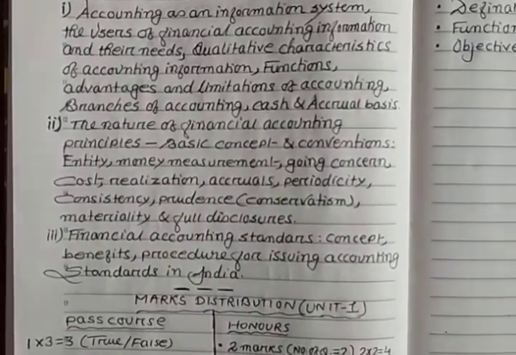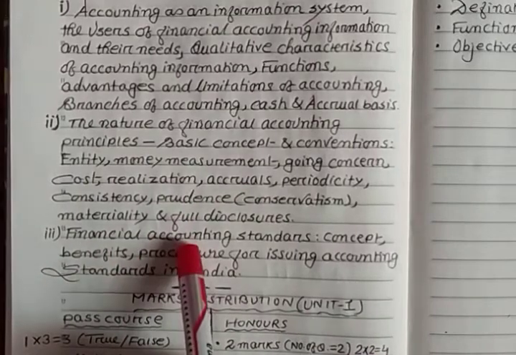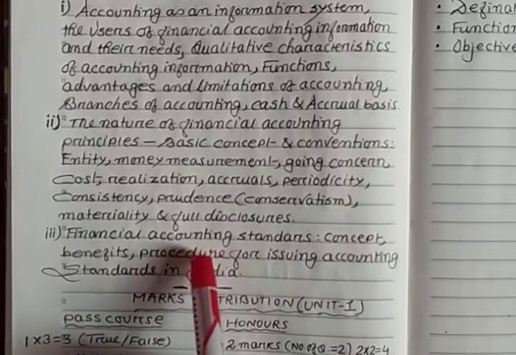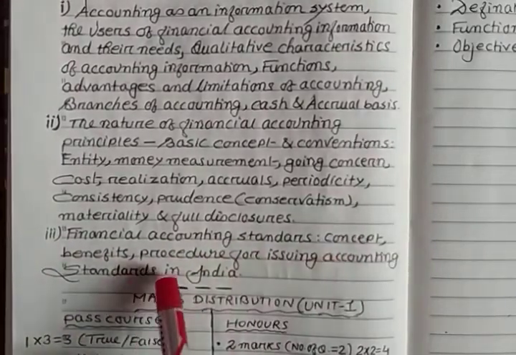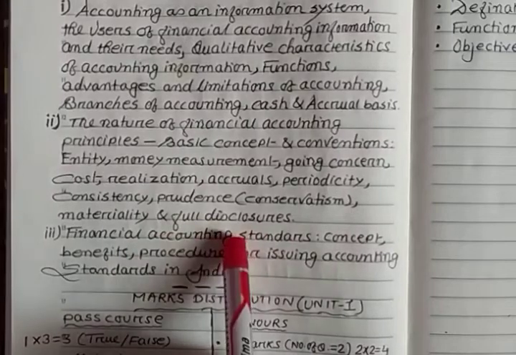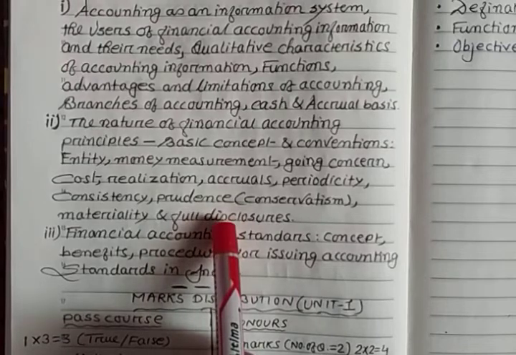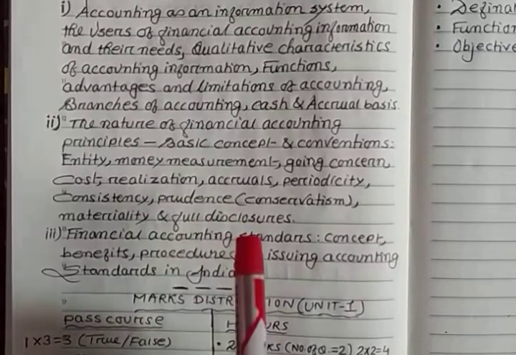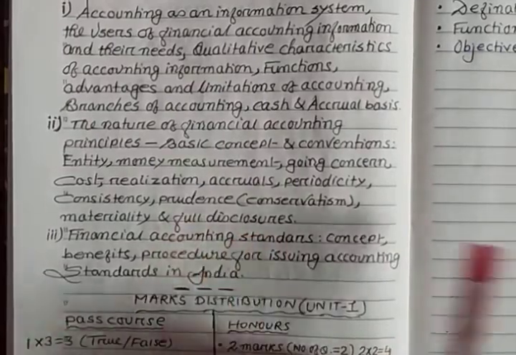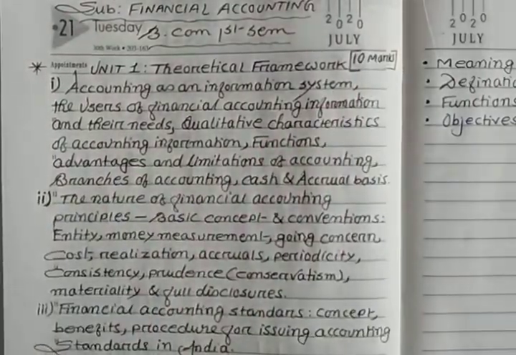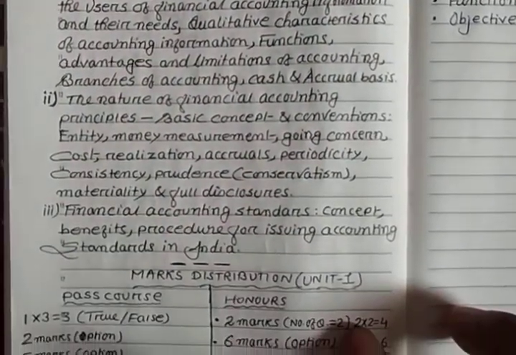Then point number 3 is financial accounting standards: accounting standards, concept, benefits, and the procedure for issuing and continuing standards in India. So this part also you have done in class 11. So altogether, unit 1 is not new for you, right? Now, before I start the explanation, I want to say that this unit carries a total of 10 marks. Now see how these 10 marks will be distributed.